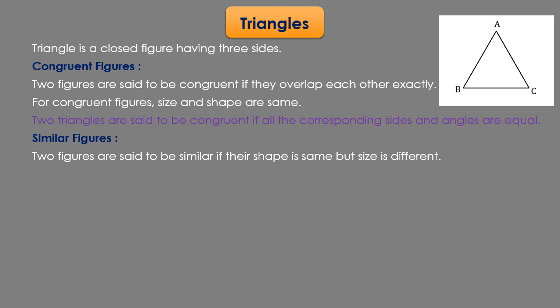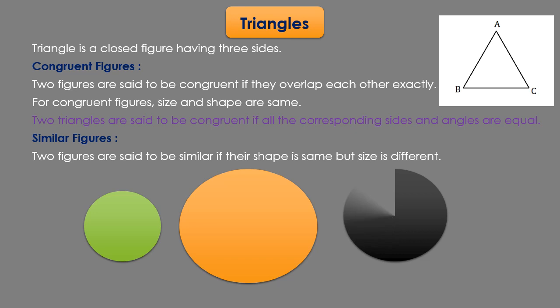In order to understand this definition, let us take an example. Let us consider circles, three different circles, right? Now in this figure you can see that there are three different circles. We know that each circle has the same shape. It is round, but their sizes are different. So here we can say that these three circles are similar to each other.